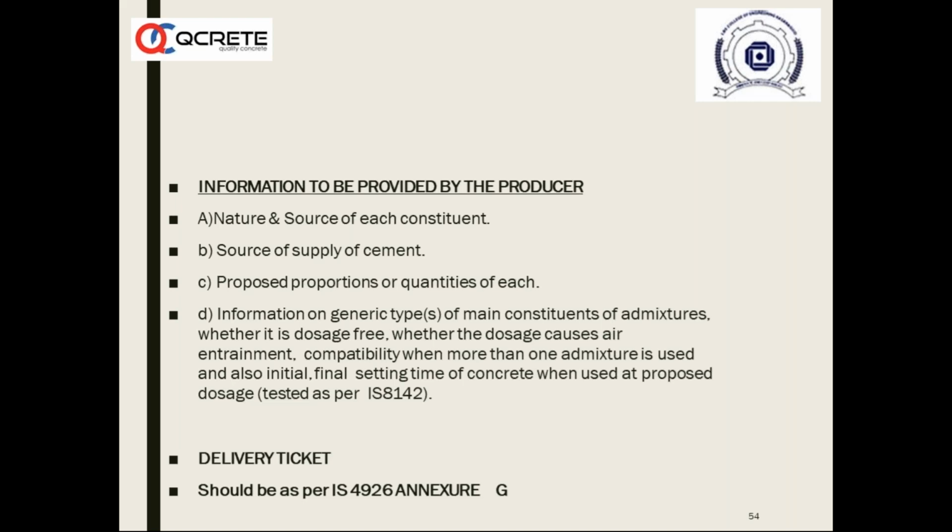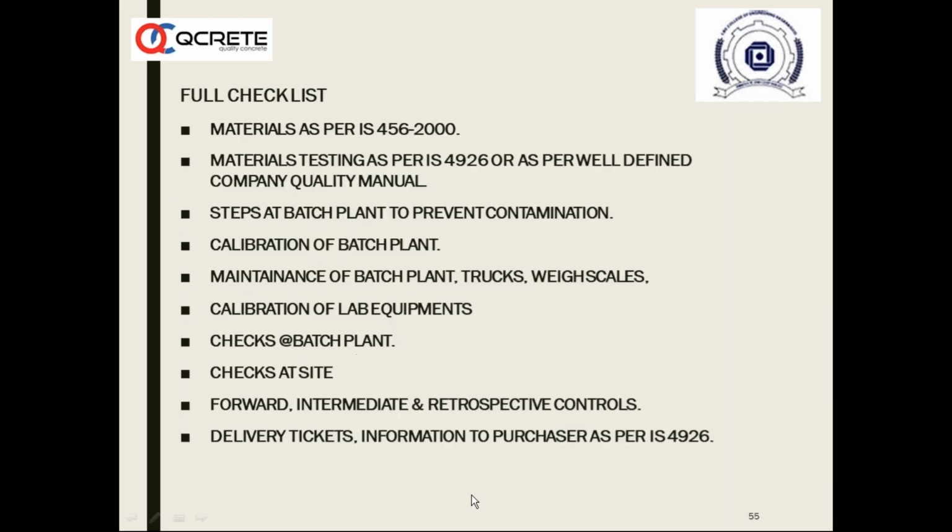So we have a list of parameters to be checked, which has to be provided by the producer and consumer of ready-mix concrete, like concrete engineers on site. They have to check all these things as per IS 4926 Annexure G. There is a checklist also of the checks you have to take when you are at the batching plant as well as at site.